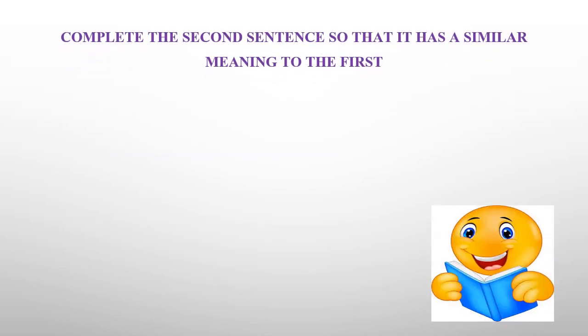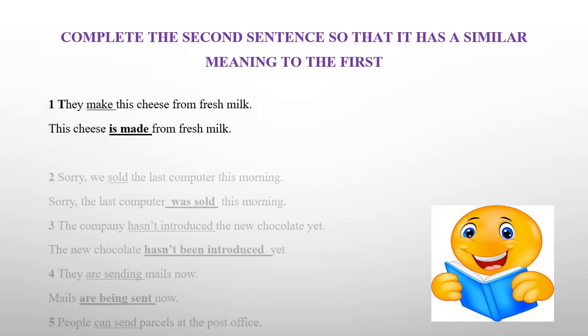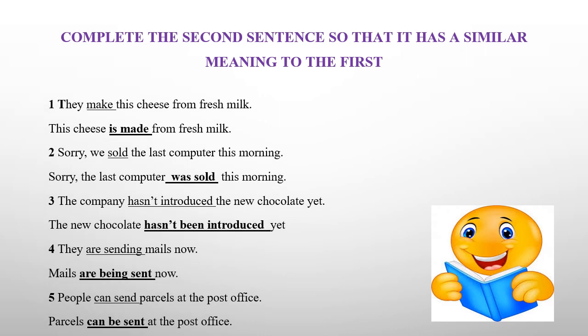I hope this lesson helped you understand when, why, and how to transform a sentence from active voice to passive voice. To help you practice what we learned today, let's transform these sentences from active voice to passive voice. For example, the first sentence is an active voice. They make this cheese from fresh milk. And now, let's transform it into passive voice. This cheese is made from fresh milk. Please use the rest of these sentences to practice on your own.